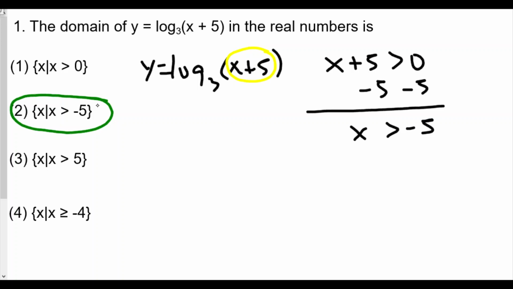Okay? You say, well, Mr. Gall, did you say it was like x is greater than 0? That's true if it was log base 3 of x. Because of its x plus 5 inside, we use whatever is inside the log and set that to be greater than 0. Okay?